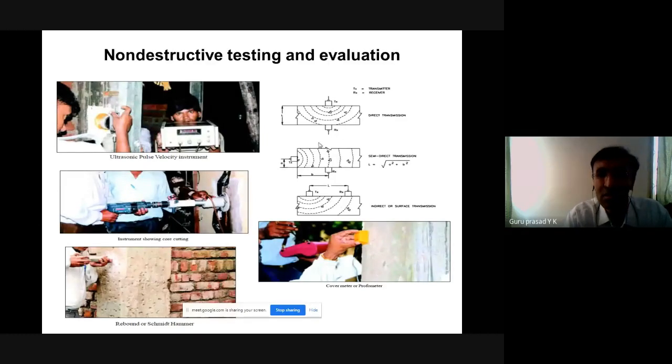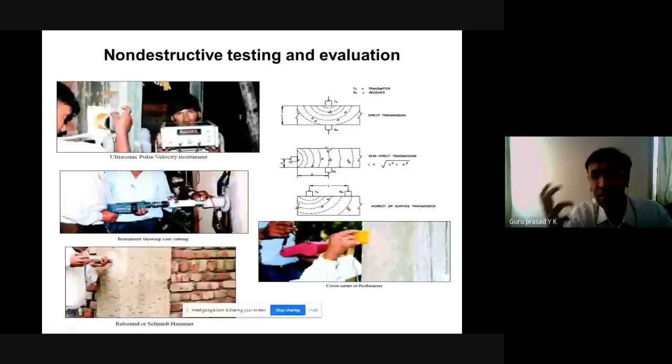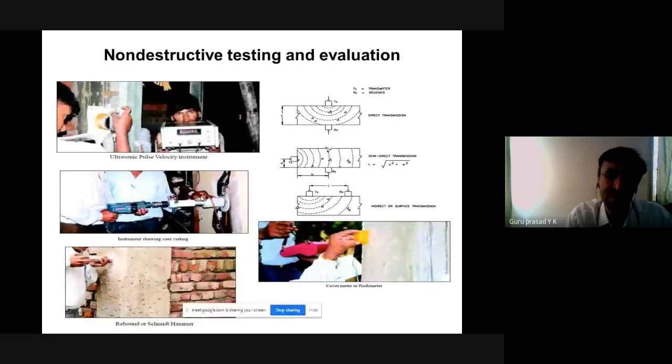Now, this is a typical photograph which I put in this slide of ultrasonic pulse testing which has been done practically on site. This is used for finding the quality of concrete which has gone into casting those reinforced concrete columns, and we have the rebound hammer, the profometer, as well as the core cutting test which has been done. So I will go into each one of them separately and in depth.